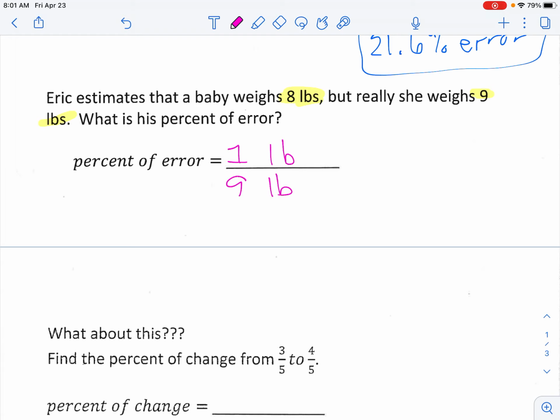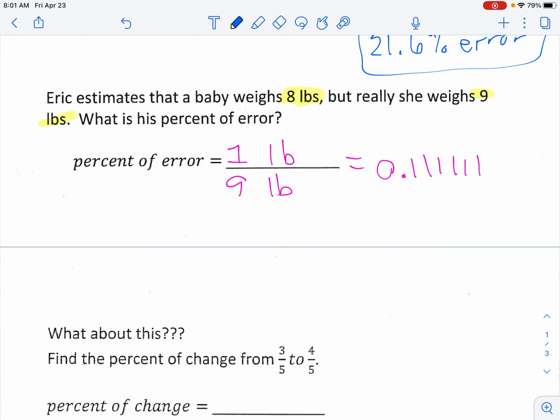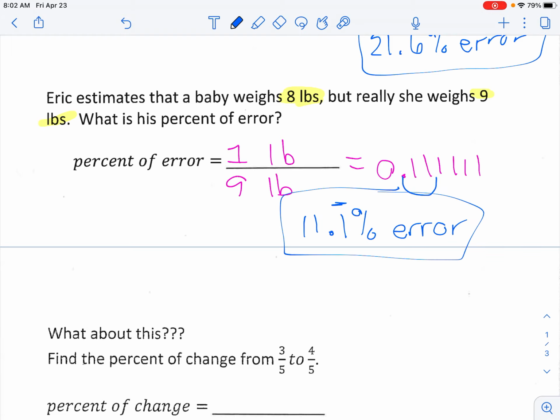So now we're going to do 1 divided by 9, which says 0.111111, repeating. We have to convert our decimal to a percent. So I am going to slide my decimal 2 places to the right. So my answer would say 11 and 1/10 repeating percent error. That's our final answer.